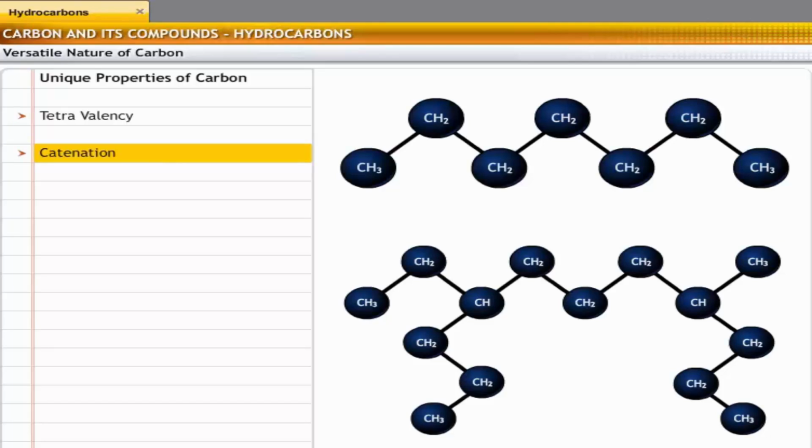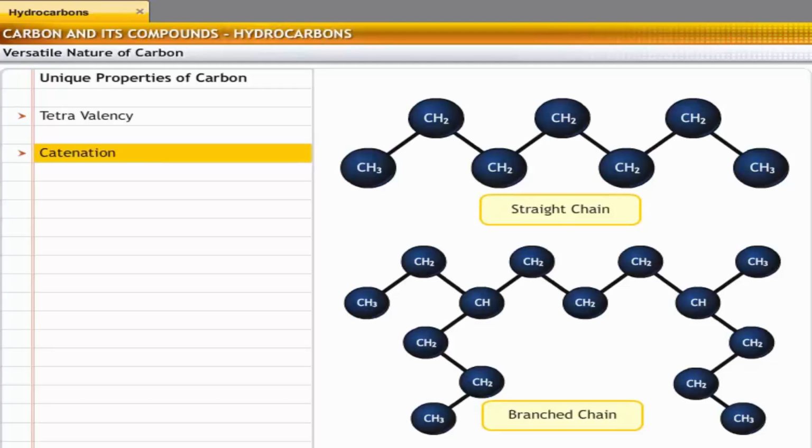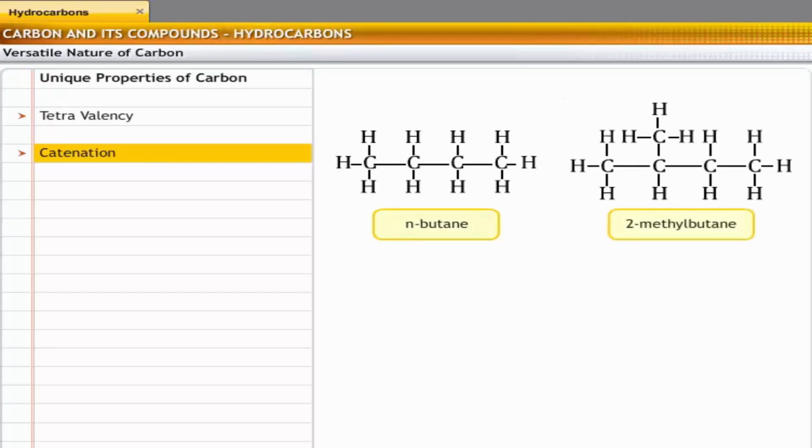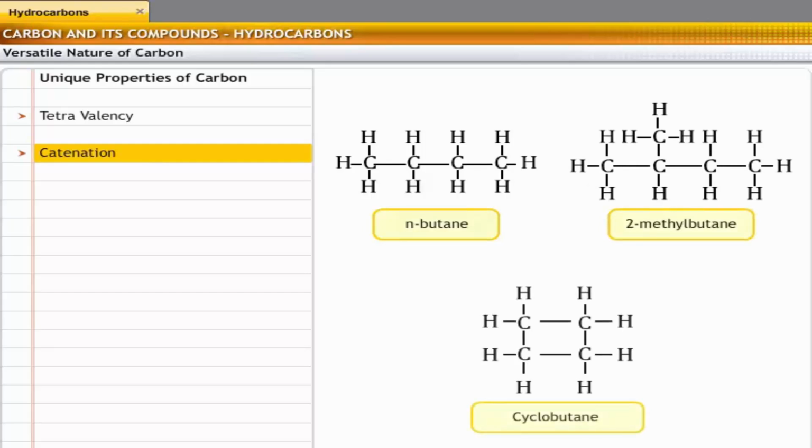Carbon exhibits maximum catenation when compared to elements like sulfur and silicon due to strong carbon-carbon bonds and tetravalency. Due to this catenation, carbon atoms can form various types of straight chains, branched chains, and ring structures, thus giving rise to a large number of compounds. For example, n-butane is a straight chain compound, 2-methylbutane is a branched chain compound, and cyclobutane is a cyclic compound.